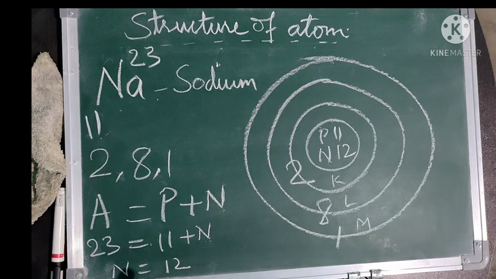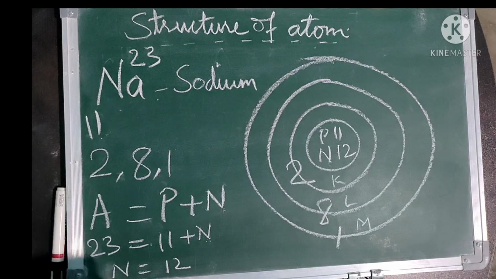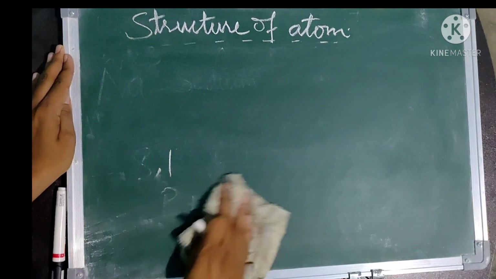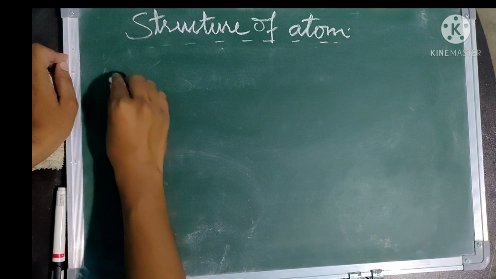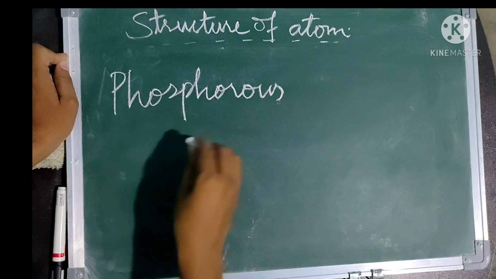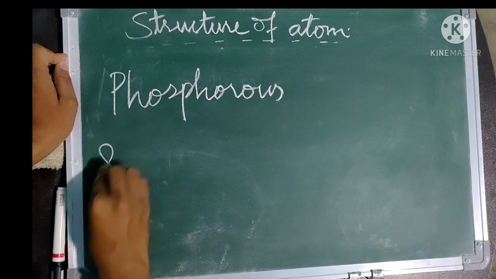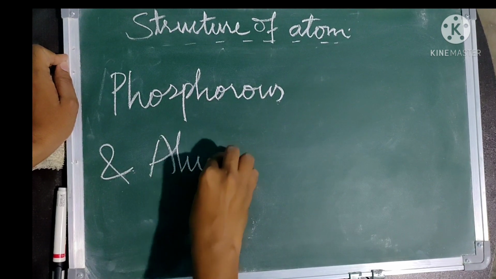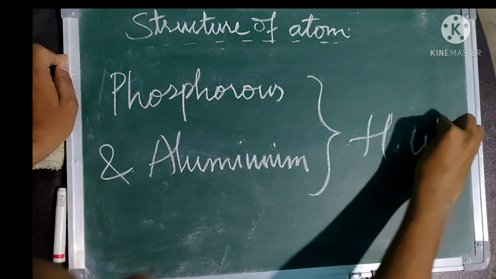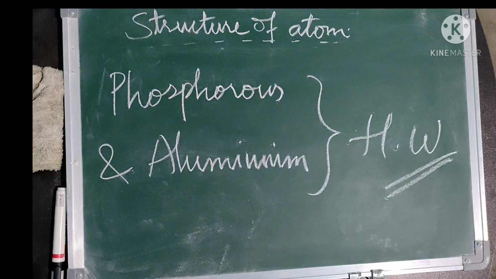Hope you have understood this thoroughly and try to figure out, as a homework I am giving you the structure of phosphorus and aluminium as homework.